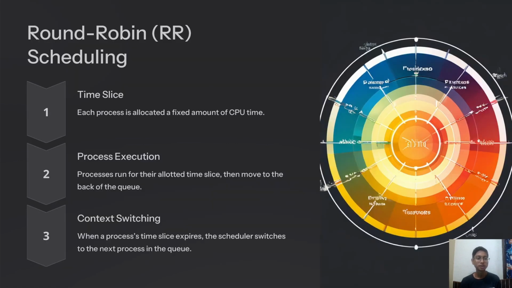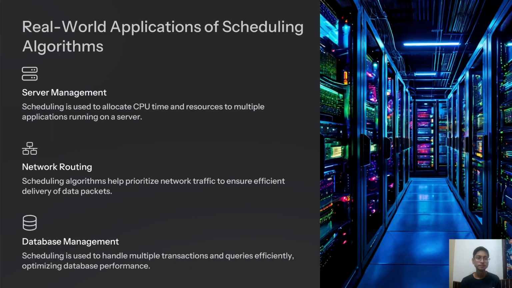Round robin scheduling. Time slice: each process is allocated a fixed amount of CPU time. Process execution: processes run for their allotted time slice, then move to the back of the queue. Context switching: when a process's time slice expires, the scheduler switches to the next process in the queue.